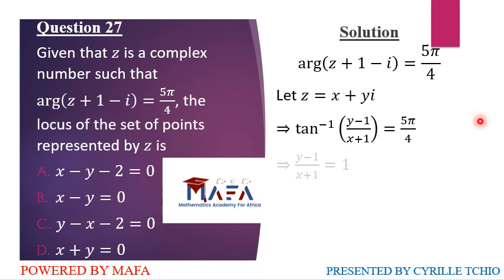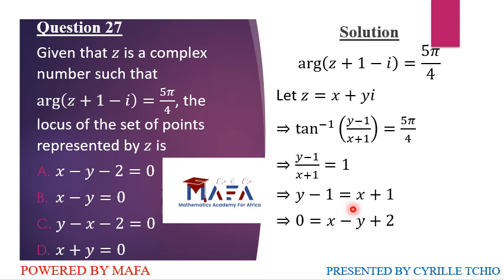Taking tan of both sides, you have y minus 1 all over x plus 1 is equal to 1, because the tan goes away and tan of 5 pi on 4 is 1. From here you cross multiply: y minus 1 is equal to x plus 1, so 0 is equal to x minus y plus 2. So the answer here is C.